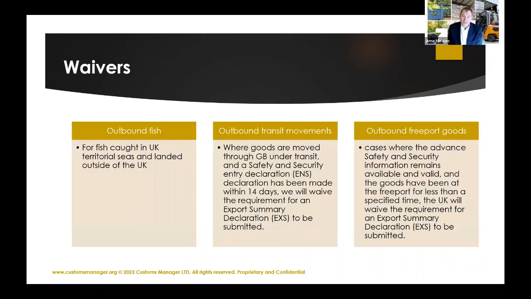I talked about waivers, didn't I? Waivers meaning no safety and security declaration required. So three scenarios, or supply chains, have been identified where this is not needed anymore. Waiver number 1 is for outbound fish, for fish caught in UK territorial seas and landed outside the UK. So you catch it in UK waters, you bring it to Norway, no export safety and security declaration required. Then outbound transit movements, and outbound free port goods. I'll let you read these details to save a bit of time. But all of that is reasonable, sounds good, and less is more.